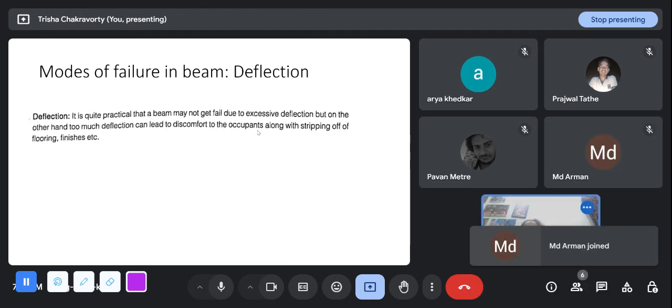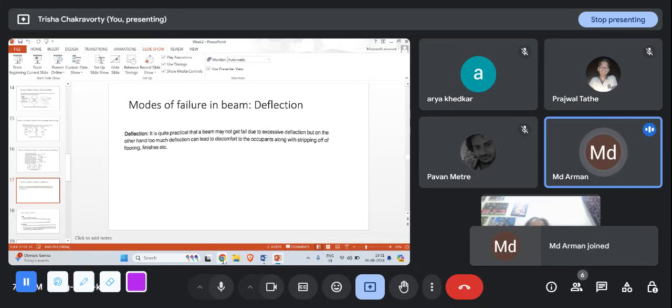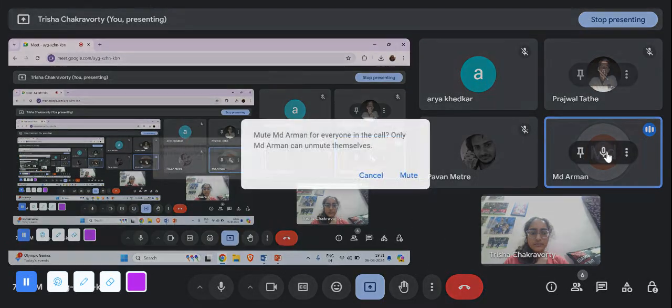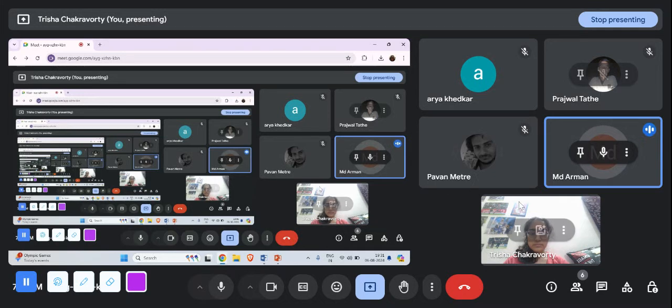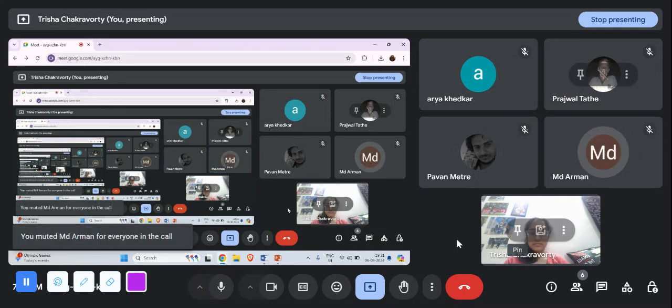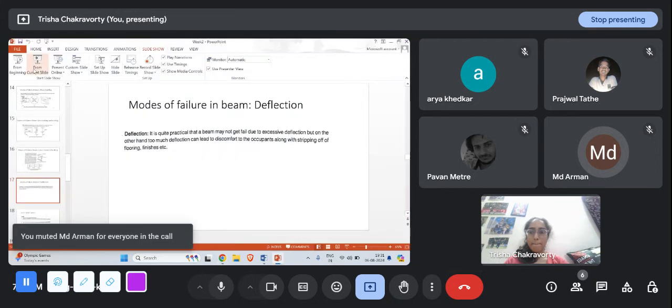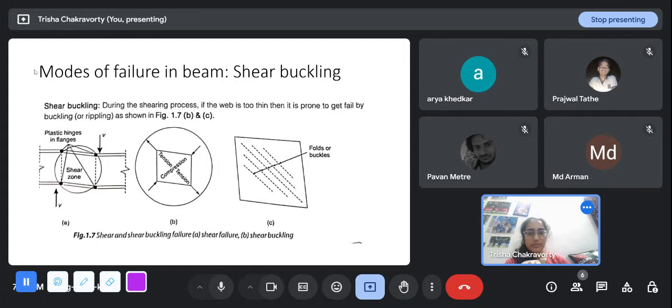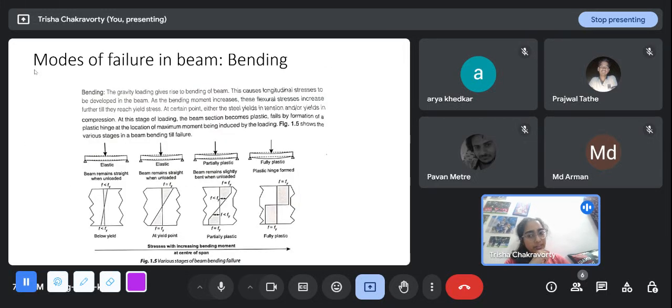So when we are designing a steel structure, maybe a particular beam or a column, we have to ensure that all these seven criteria are satisfied.